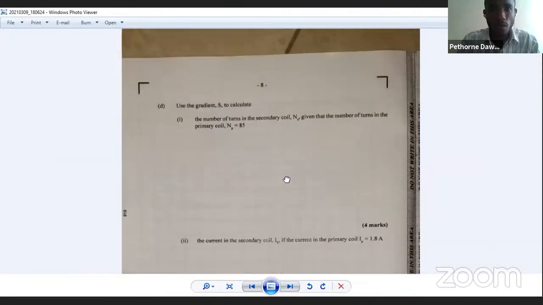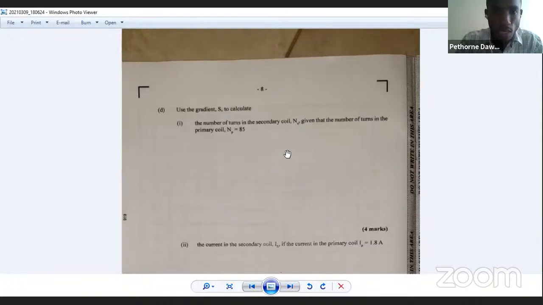Now, in terms of the rest of it: use the gradient to calculate the number of turns in the secondary coil, given that the number of turns in the primary coil is 85. You need to know the transformer equation. The transformer equation relates voltage to number of turns. Does anyone know the transformer equation? Nobody? All right, let's go back to the whiteboard and see if we can clarify that.